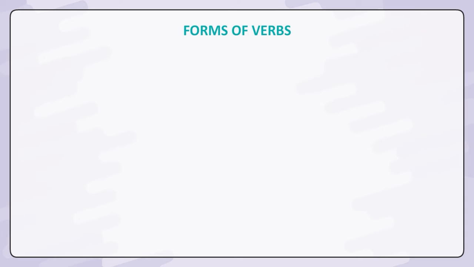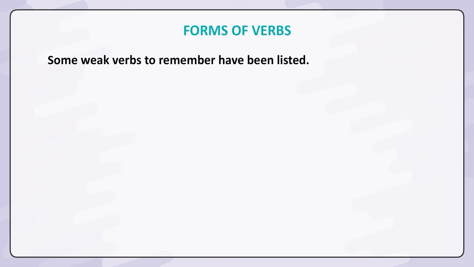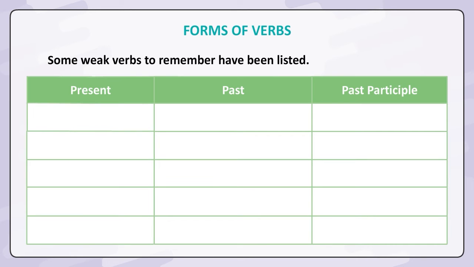Forms of verbs. Weak verbs are those which form their past tense by adding ed, d, t to their present forms. Examples: dance, danced. Learn, learned, learnt. Some weak verbs to remember have been listed. Present, past, past participle. Bend, bent, bent. Feel, felt, felt. Flee, fled, fled.